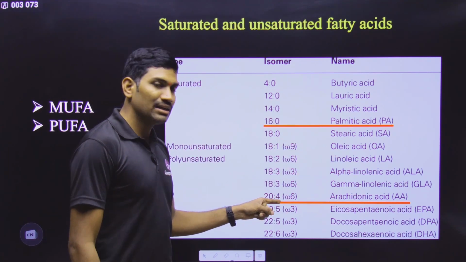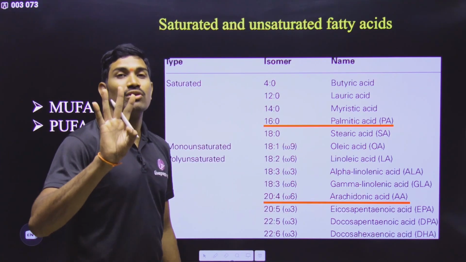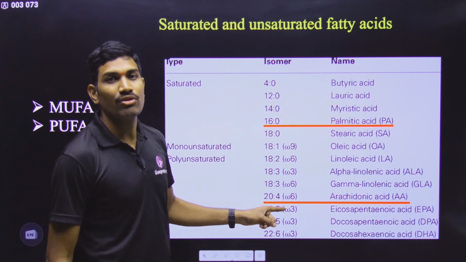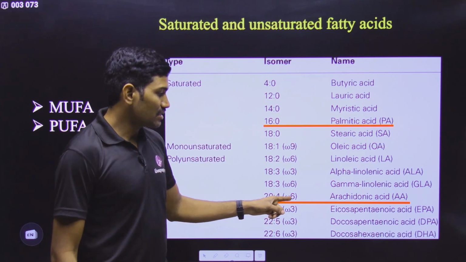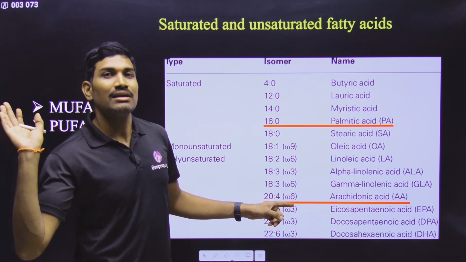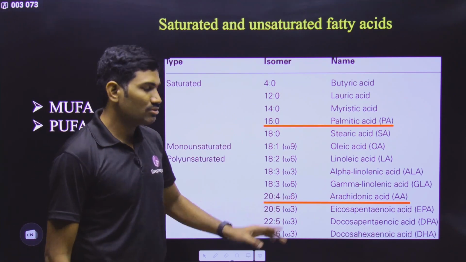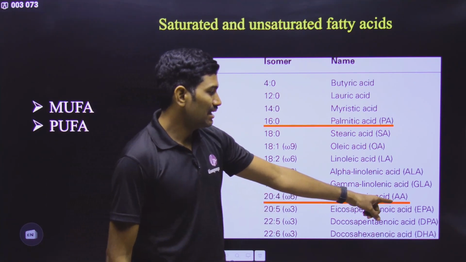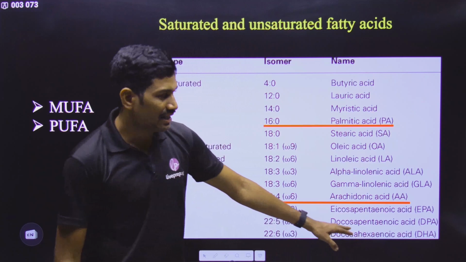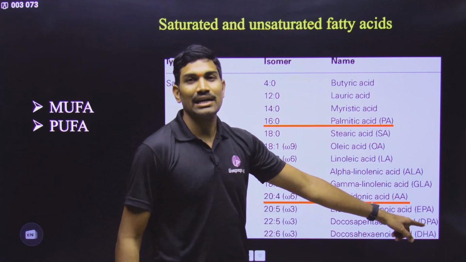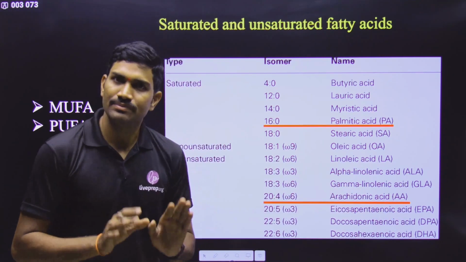And how many double bonds are present? Total 4 double bonds are present. The last double bond is at the 6th carbon from the last side. That's why it is an omega 6 fatty acid, and its name is arachidonic acid. AA is the standard abbreviation for arachidonic acid. So please remember this. Clear?